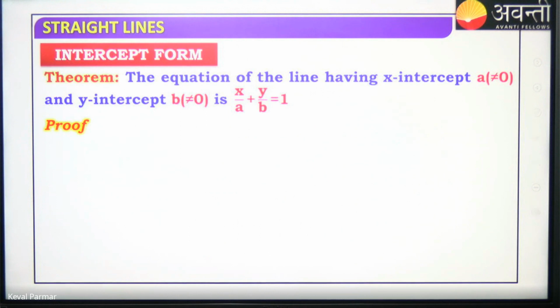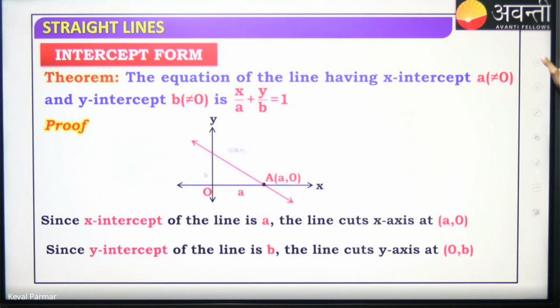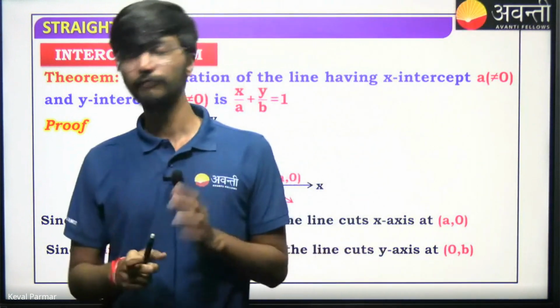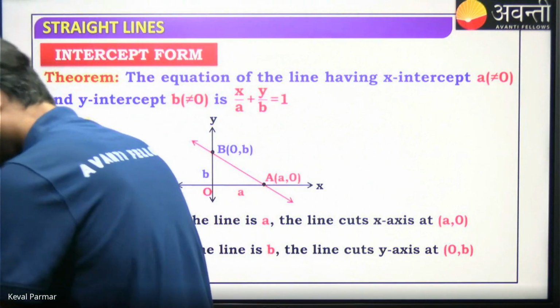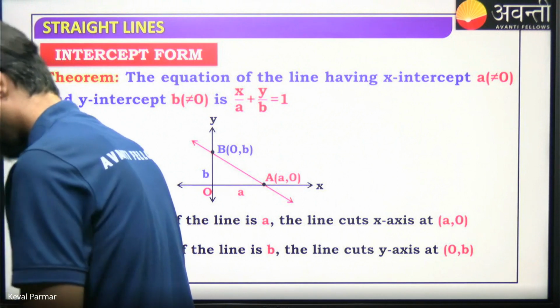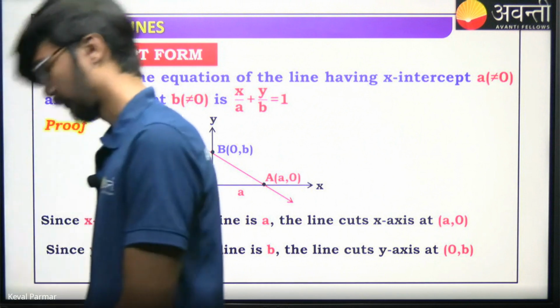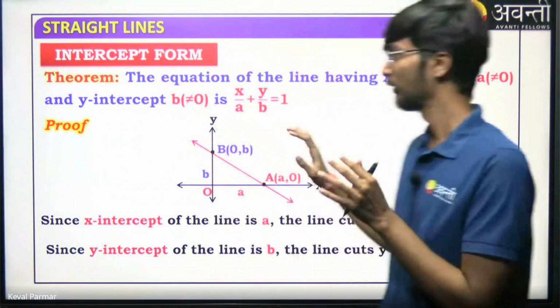Intercept form, or mainly known as the double intercept form. That means this form of equation of line is having both the intercepts, that is x-intercept and y-intercept. So let us read the question.